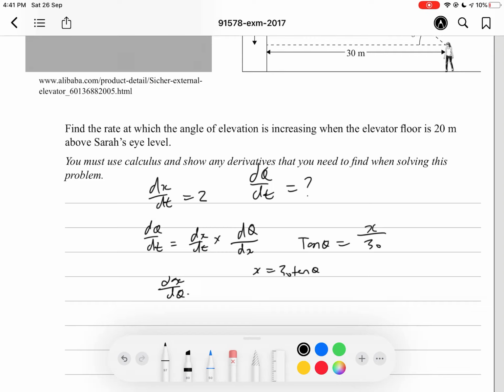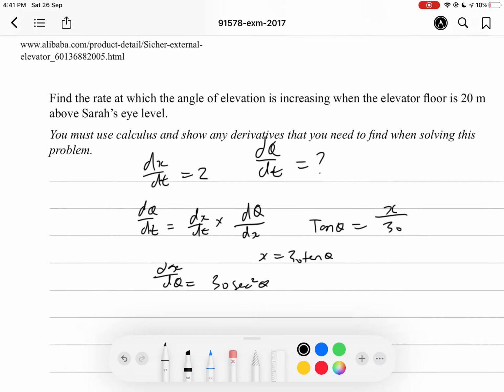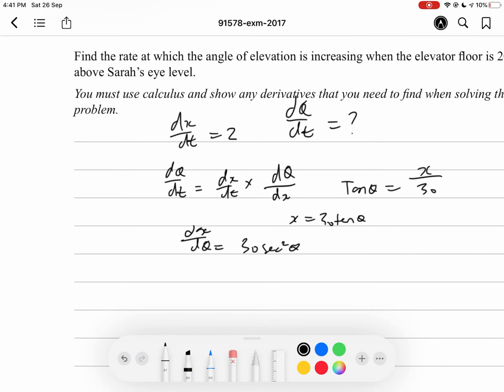Therefore dx over d theta equals 30 sec squared theta, because tan differentiates to sec squared. In order to find d theta over dx, we need to find the inverse, but we also know that sec squared theta equals 1 over cos squared theta. So this equals 30 over cos squared theta. To find d theta over dx, we just flip the fraction, which is 1 over 30 multiplied by cos squared theta.